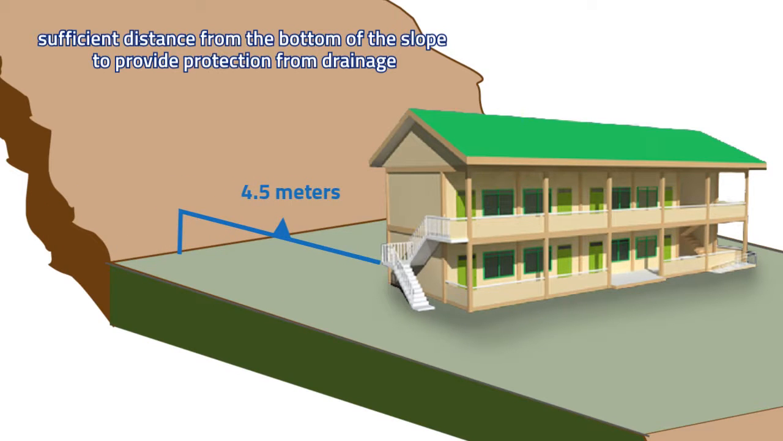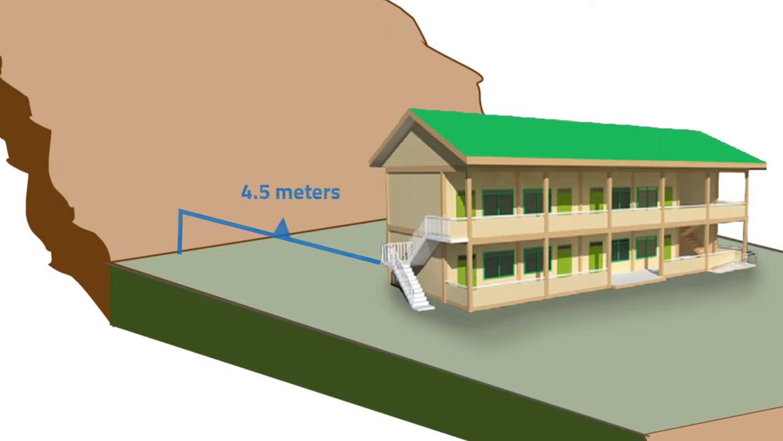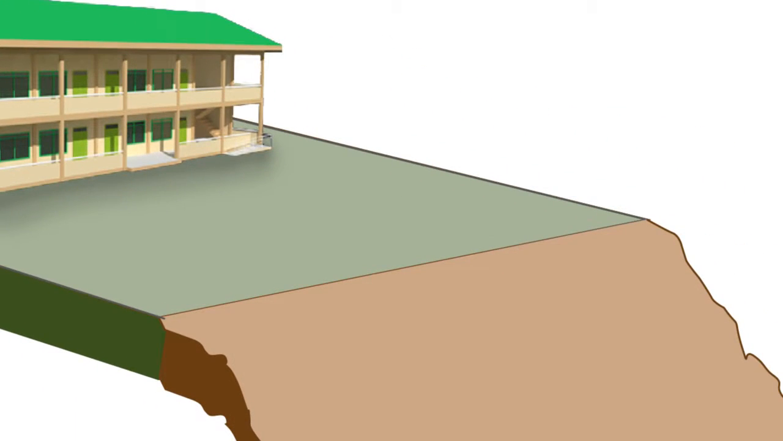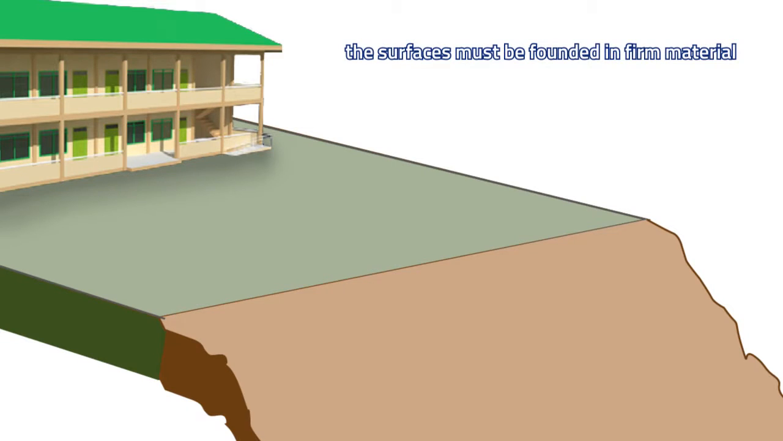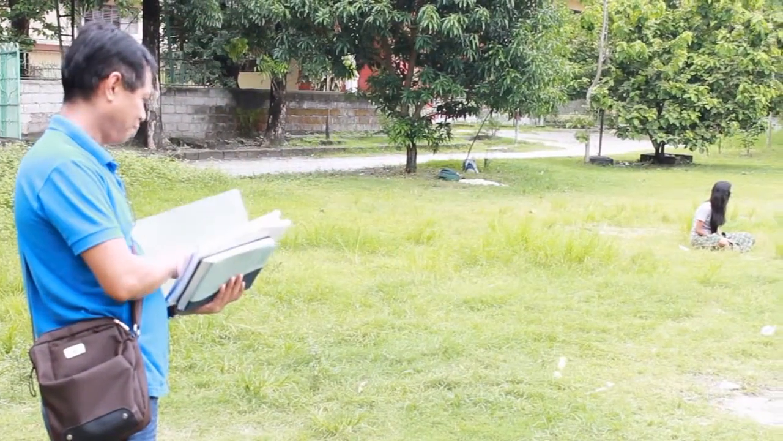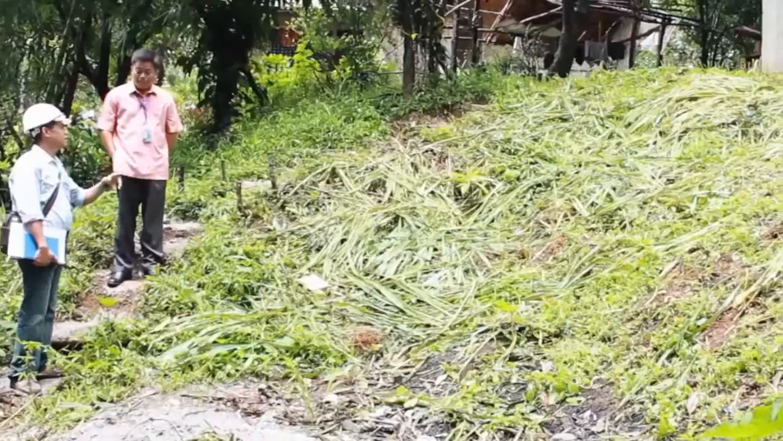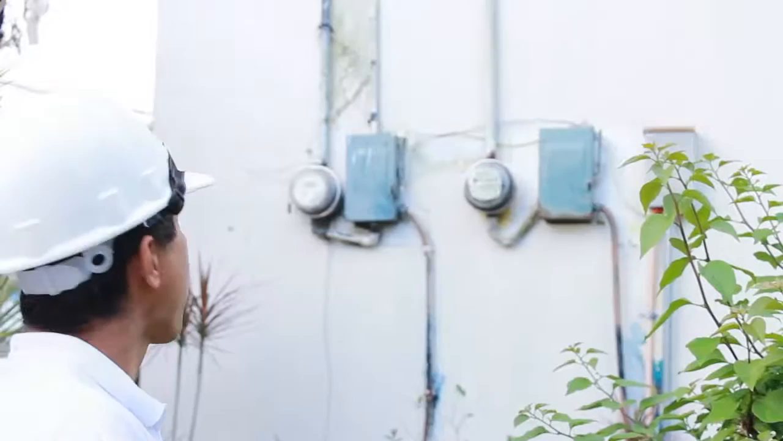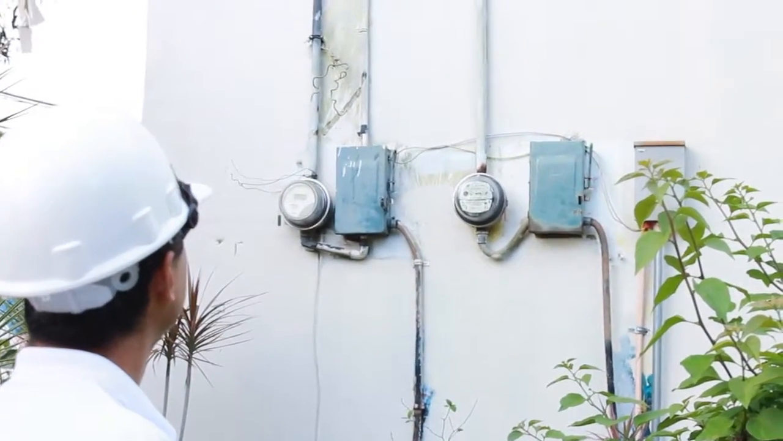However, equally importantly, if the building is located at the top of the slope, the surfaces must be founded in firm materials sufficient to provide vertical and lateral support for the footings without detrimental settlement. The minimum setback for this situation must be at least 12 meters. In addition to checking whether an individual site would be suitable in terms of buildable space for the proposed construction, the engineer must also check other key physical aspects.